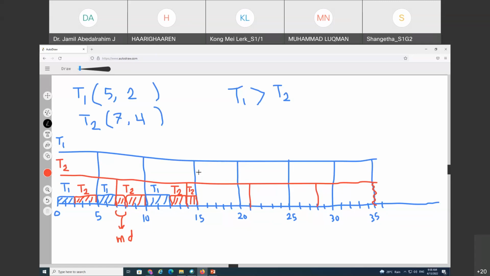Because task 1 starts a new period, and task 1 has higher priority, task 1 will preempt task 2. How many units? 2 units. Then we execute the remaining task 2, which is how many units? 3. Yes, 1, 2, 3.